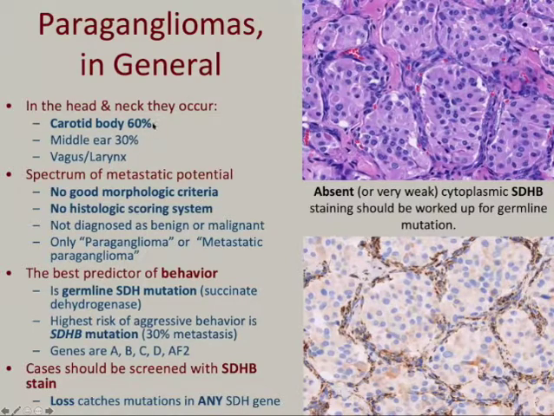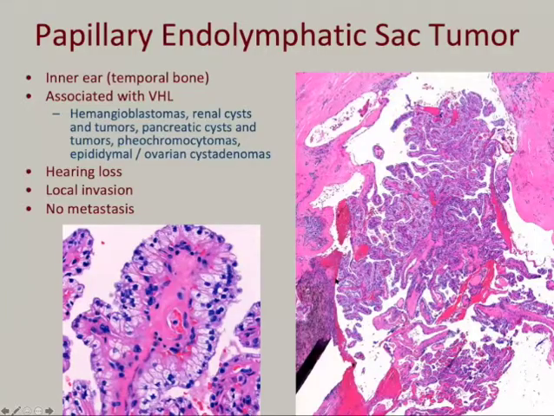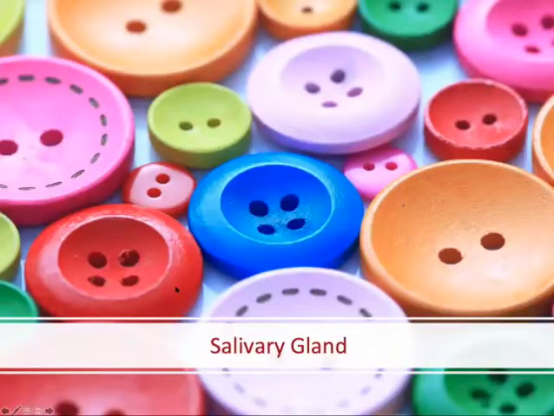So in the head and neck, we're mostly dealing with carotid body, followed by middle ear. But any loss or significant decrease in expression as seen here in SDH, patients should undergo germline screening. Second common tumor of the middle ear are middle ear adenomas, keratin expressing, whereas of course paragangliomas would be keratin negative. Papillary endolymphatic sac tumors you mostly are going to hear about in association with von Hippel-Lindau, again locally aggressive in the mastoid, but not really considered malignant or metastatic.